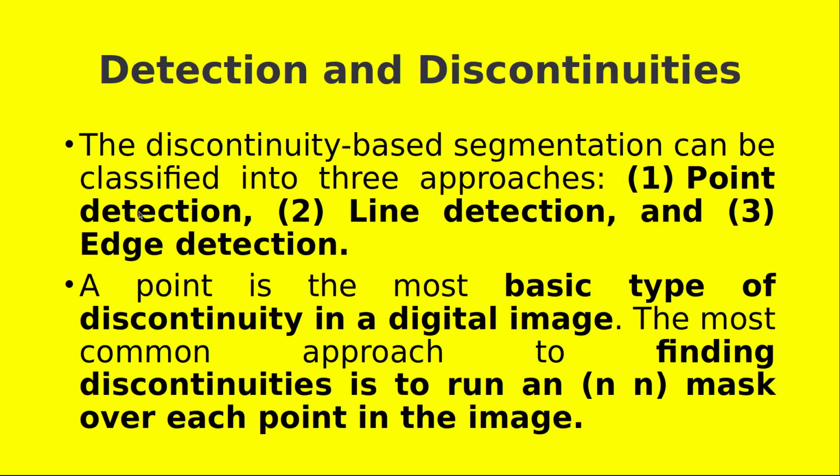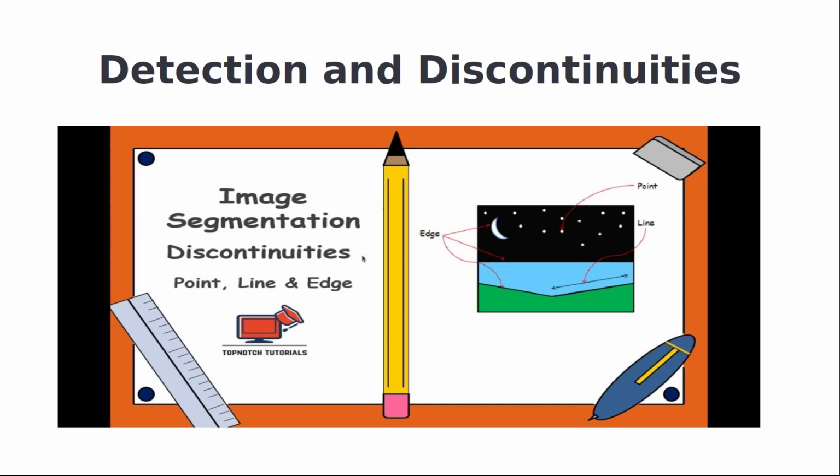Now we move to detection and discontinuity. Discontinuity-based segmentation can be classified into three approaches: point detection, line detection, and edge detection. These are the three different types of detection. For example, this is an image, and it consists of points. These are the points. This is a kind of discontinuity.